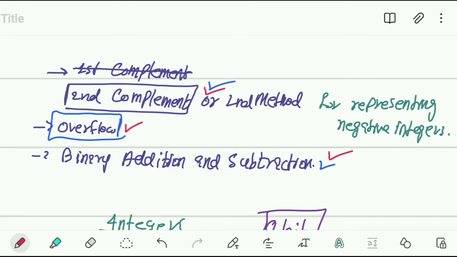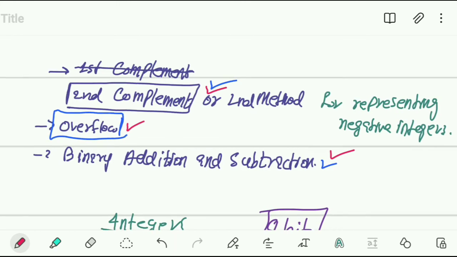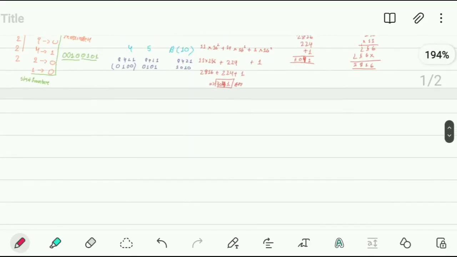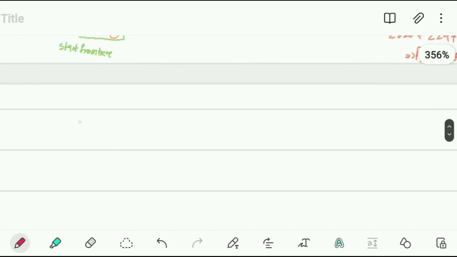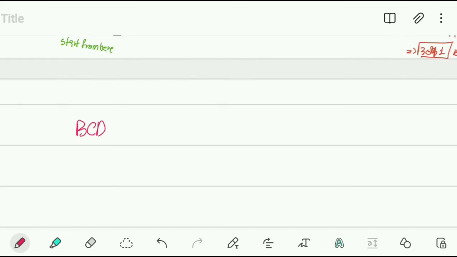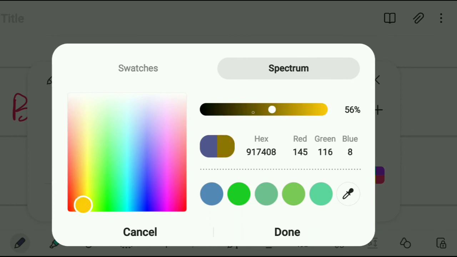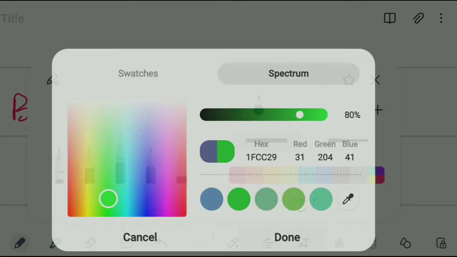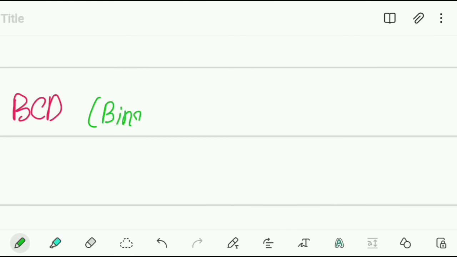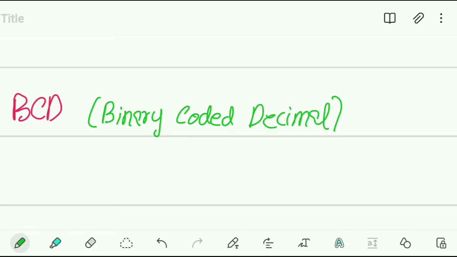Now what do we have left? Okay, now we need to understand about BCD and ASCII and Unicode, and then that's it. The chapter is done. So what is BCD? BCD is binary coded decimal. What is this? Okay, so what is BCD?